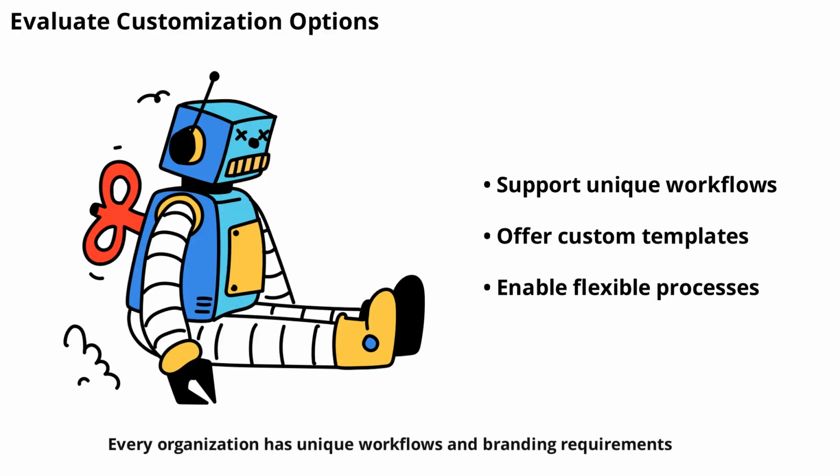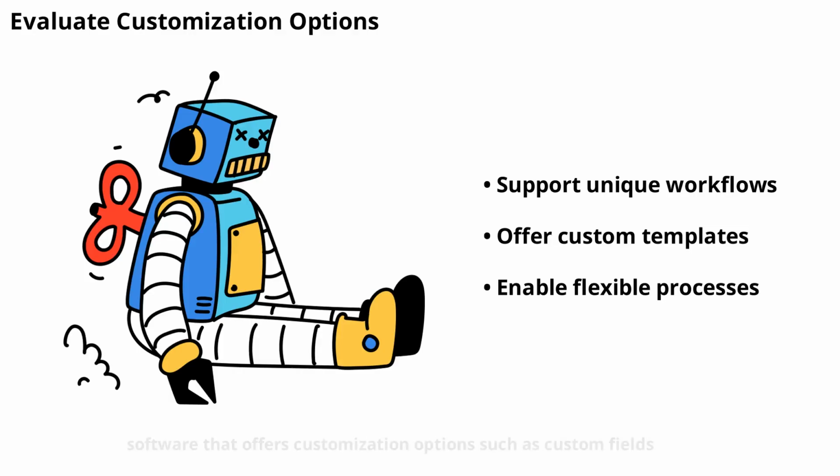Every organization has unique workflows and branding requirements. Look for marketing automation software that offers customization options such as custom fields, templates, and workflow builders. Customization ensures the platform adapts to your processes, not the other way around.